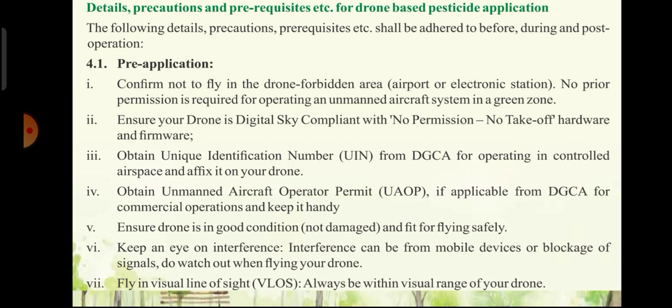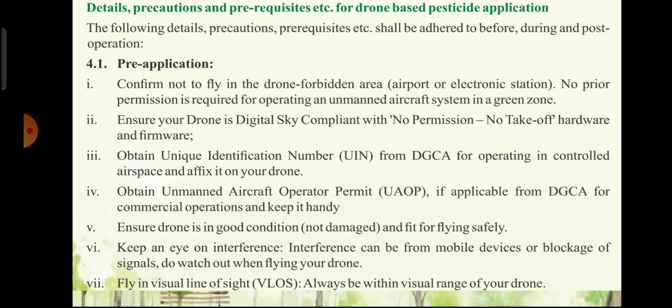Coming to the details, precautions and prerequisites for drone-based pesticide application. Before application, we should confirm not to fly in the drone forbidden area. As you know, airport or electronic stations are always forbidden for the drone flies. Along with that, we should not use it in the housing areas, like wherever people are living, because it is against Article 21, that is right to privacy, so we should always be confirmed about it.